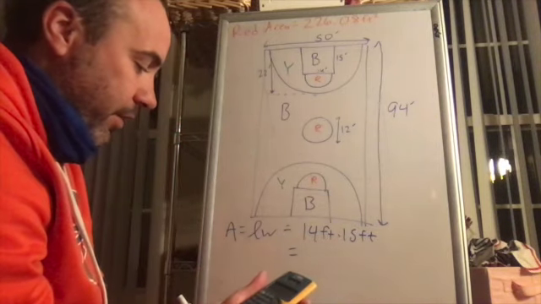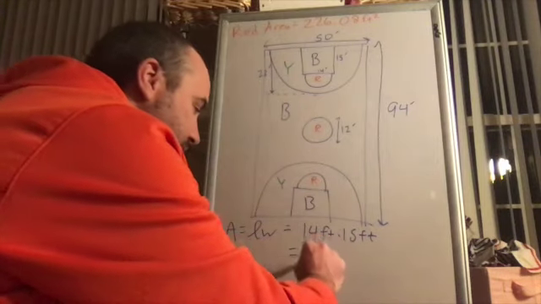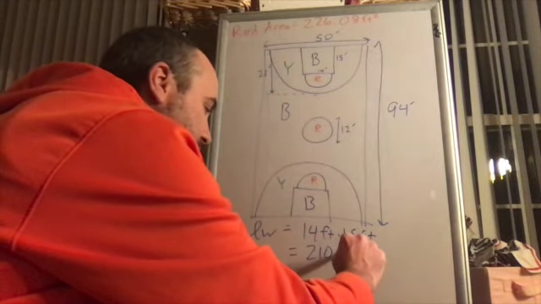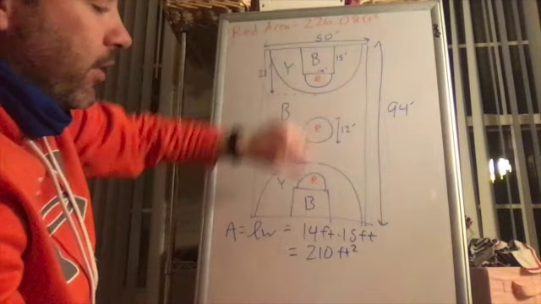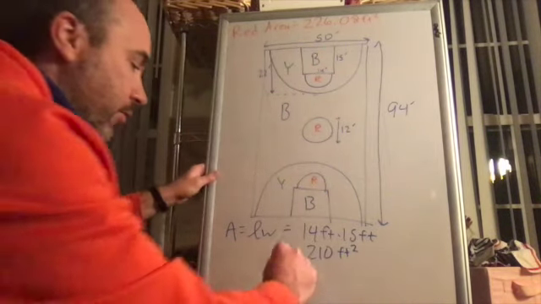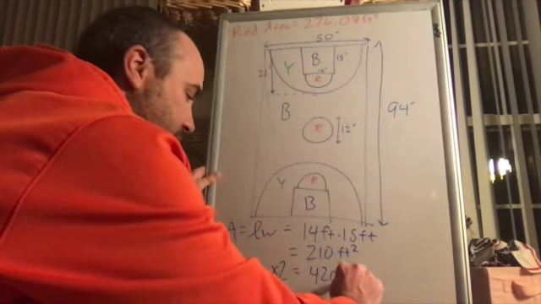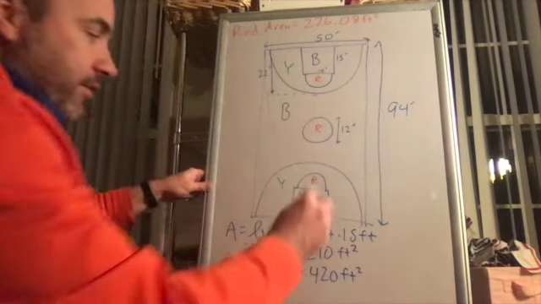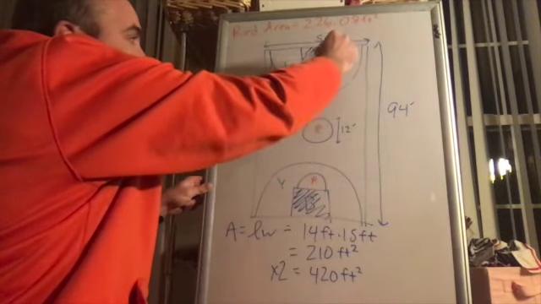Once again, got my calculator. Let me pull that out. 14 times 15. That's 210 square feet. All right. So one of these is 210 square feet, but I got two of them. So multiply that by 2. I got 420 square feet. All right, so that takes care of this part here and this part here.